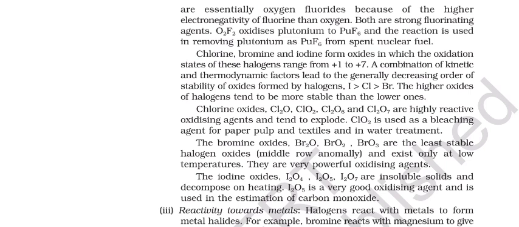The bromine oxides Br2O, BrO2, BrO3 are the least stable halogen oxides and exist only at low temperature. They are very powerful oxidizing agents. The iodine oxides I2O4, I2O5, I2O7 are insoluble solids and decompose on heating. I2O5 is a very good oxidizing agent and is used in the estimation of carbon monoxide.